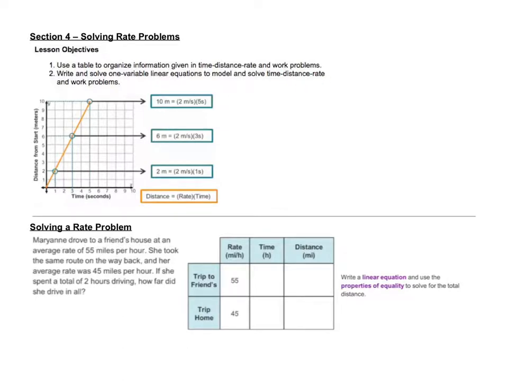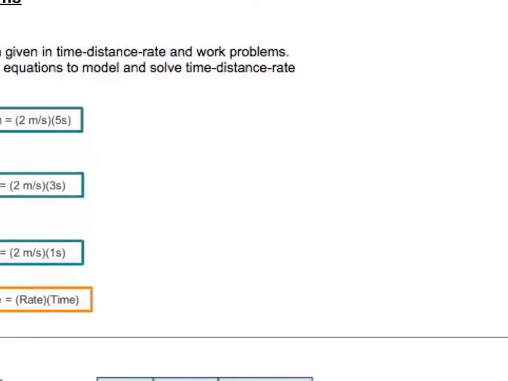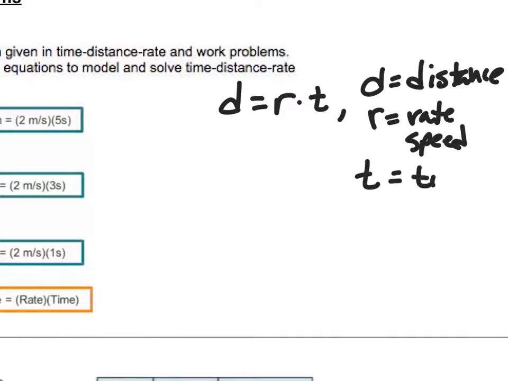So the first thing I want to do is talk about this concept that you've heard before, and that is that the distance which you travel is equal to the rate times the time. And that's where d is equal to your distance, r is your rate, oftentimes your speed, and then t is equal to time.